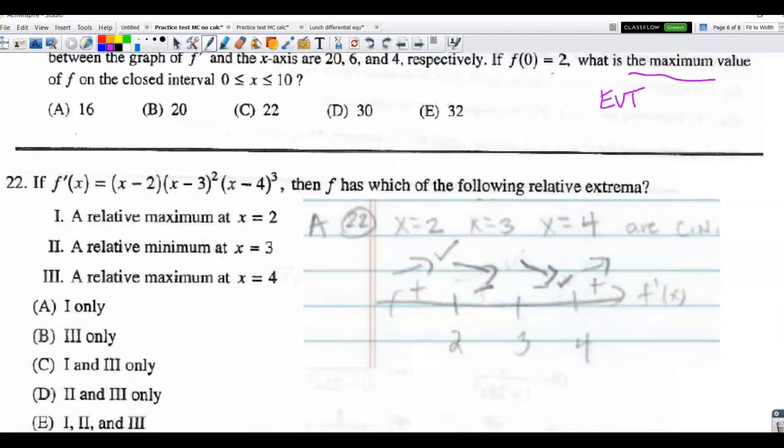In problem 22, we are trying to decide which of the following relative extrema f has at these values, and then we have to pick some choices. So this is already the first derivative, so the critical numbers are x equal to 2 from this factor, x equal to 3 from this factor, x equal to 4 from this factor. They go on my first derivative number line, choose values, be careful with the arithmetic, and then look at your answers and decide which kind of relative max or min you have.